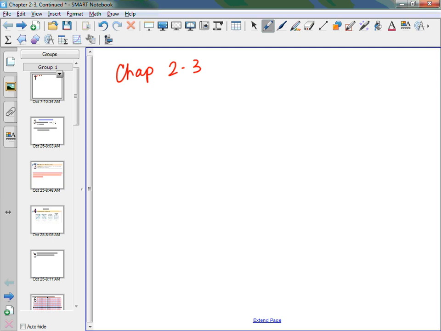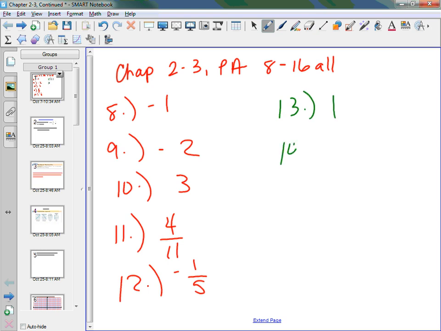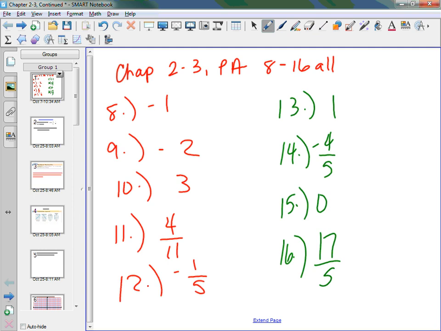Chapter 2-3, practice A, 8 through 16, all. Number 8 is -1. Number 9 is -2. Number 10 is 3. 11 is 4. 12 is -1/5. 13 is 1. 14 is -4/5. 15 is 0. And 16 is 17/5.